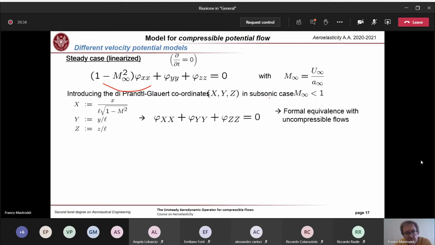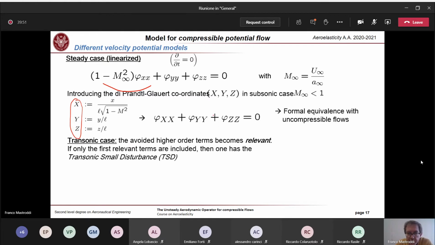If you change suitably your space coordinate, including the famous Prandtl-Glauert coordinate, this equation can be rewritten in Prandtl-Glauert coordinate in this form here, which is a form of type Laplacian in Prandtl-Glauert coordinate of phi is equal to 0. So this means that if you have a linearized compressible flow, subsonic in this case, in the supersonic you have a change of sign here in this term.